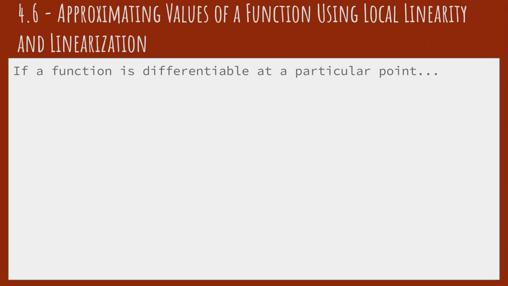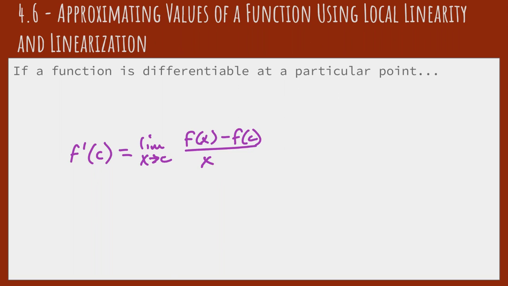So let's just get a little background here. We know that if a function is differentiable at a point, it's also continuous. However, we also know some other information if a function is differentiable. So this is one of the two definitions of the derivative that we've talked about. And it just takes this difference quotient here, f of x minus f of c over x minus c, which is the slope of the line through these 2 points.